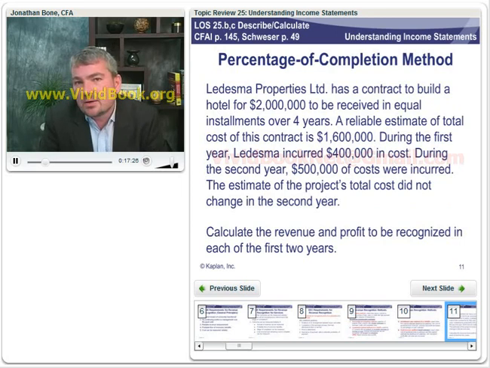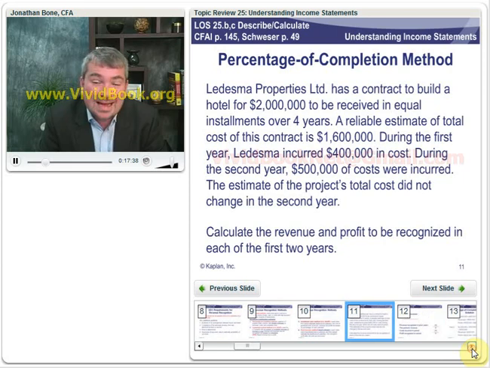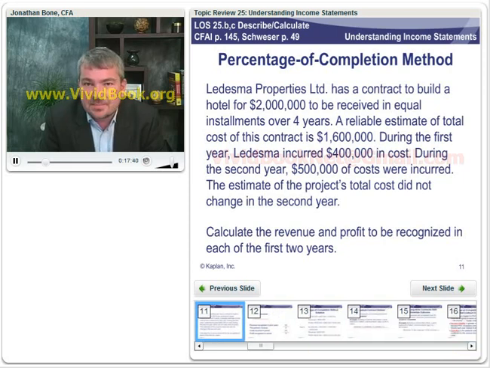Now, we're told that Ledesma has incurred $400,000 in cost during the first year and $500,000 of cost in the second year. And the reliable estimate of total cost has not changed from year to year. And we need to calculate the revenue and profit recognized in each of the first 2 years.